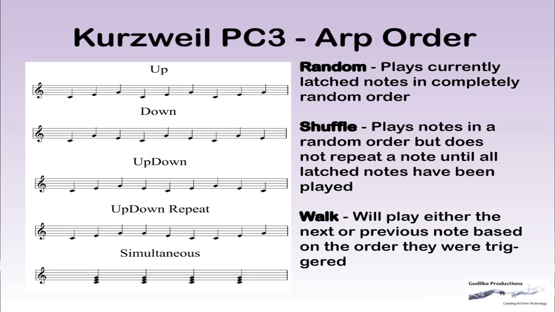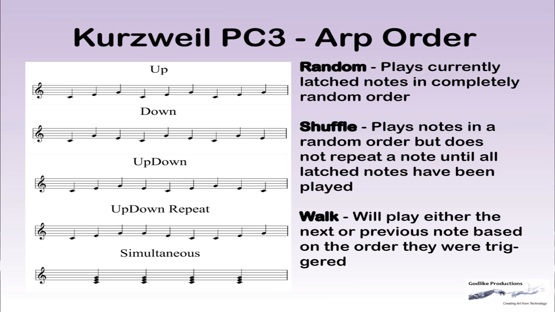Okay, the next one you've got is upwards, which is basically just going to play them C, E, G. For all these, I've just assumed it's a C, E, G, so it just plays it up. And that's what that sounds like. The next one is downwards, which is the opposite. It starts with the G and works its way back down.